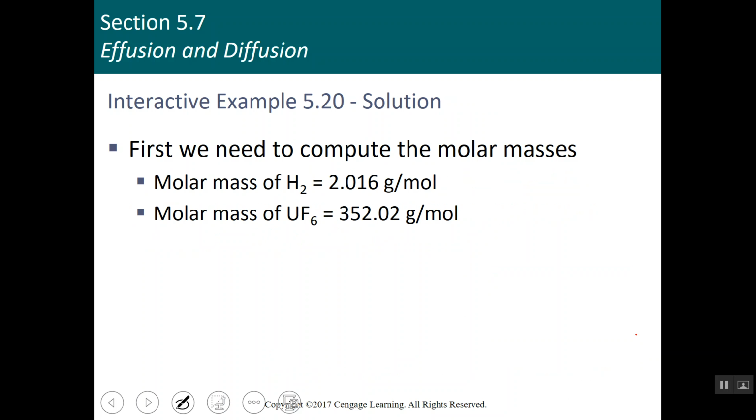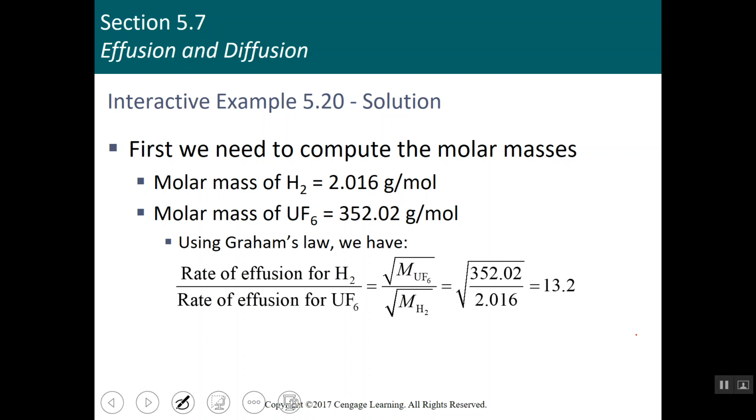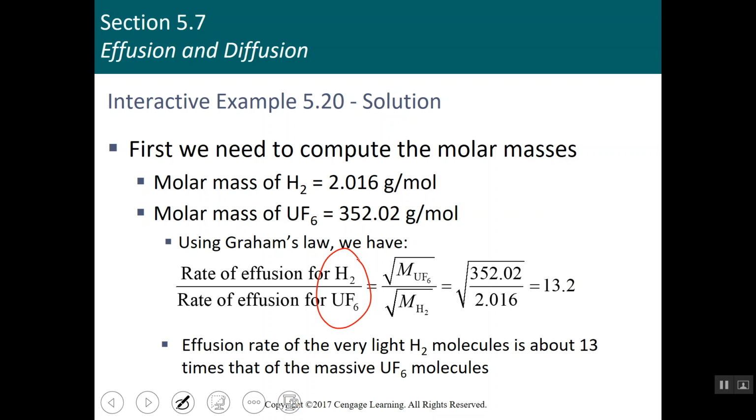First off, we need the molar masses. Notice that uranium hexafluoride is much, much more massive than hydrogen gas. And that law that we just looked at is called Graham's law. Notice hydrogen is going to be our gas 1, uranium hexafluoride is going to be our gas 2. We put the molar masses in, divide that out and take the square root, and we end up with 13.2.